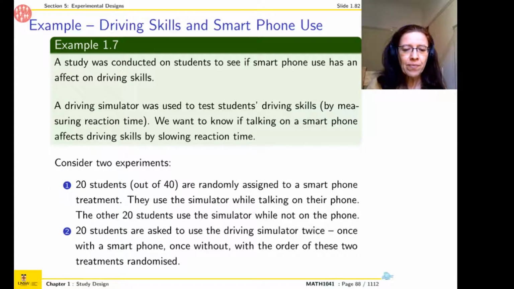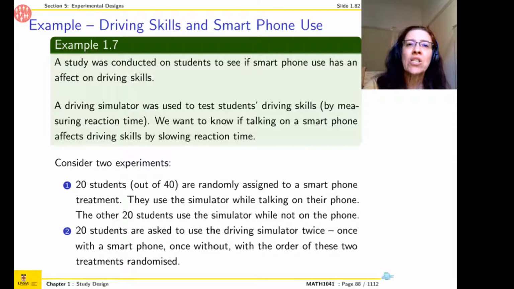First experiment. You start with 40 students. 20 of them are randomly assigned to a smartphone treatment, which means they use the simulator while talking on their phone. And the other 20 students use the simulator, but they're not talking on the phone. And then we measure their reaction time. Experiment number 2. We work with 20 students only, and we ask them to use the driving simulator twice, once with their smartphone and once without. And we make sure the order of these two treatments is randomized.